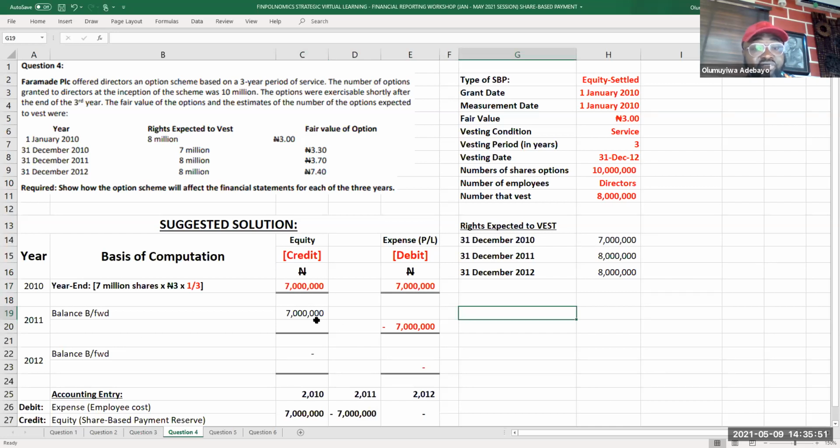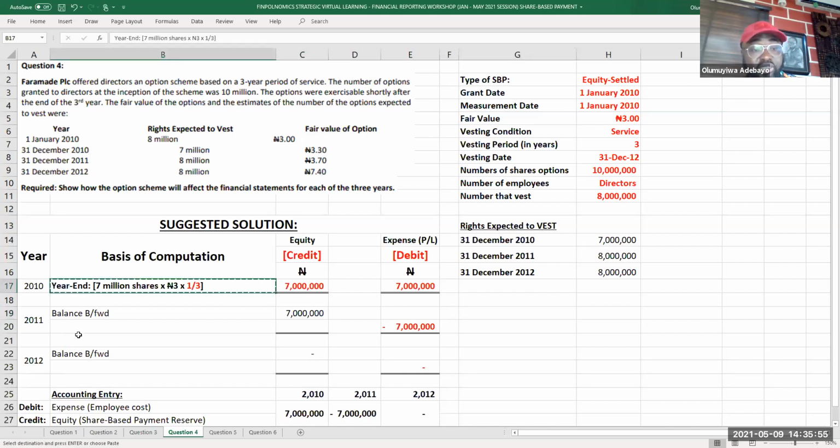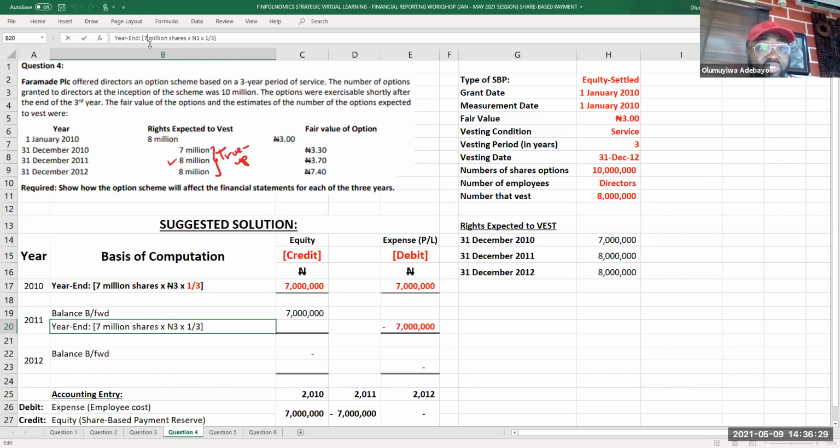That balance in equity is brought forward in 2011. Now in 2011, what is my year-end estimation? The true up means that you estimate the likelihood of what will vest. Of this 10 million, you have now estimated that 8 million is likely to vest at the end of the 3rd year, where you are at the end of the 2nd year. And therefore, I substitute this with 8 million. And don't forget, it is now year 2, which means cumulatively we should have recognized our expense for 2 years.